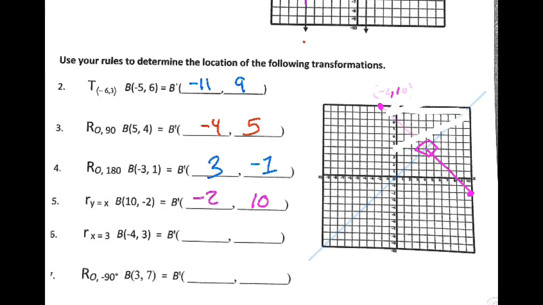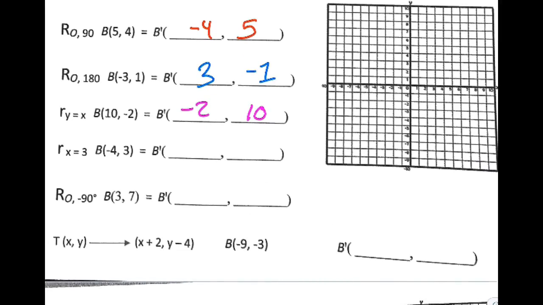The next one says reflect the point -4, 3 over the line x equals 3. The line x equals 3 cuts through the x-axis at 3.